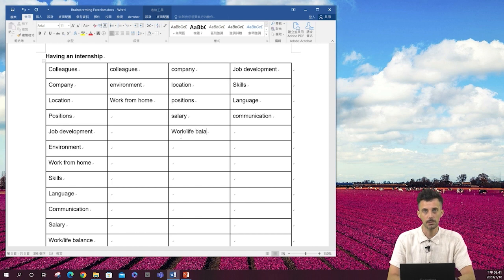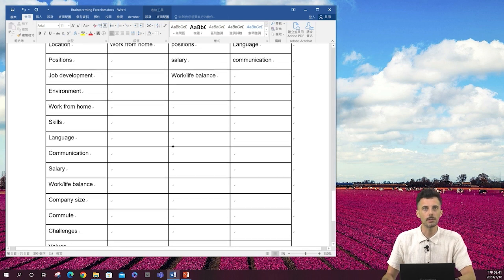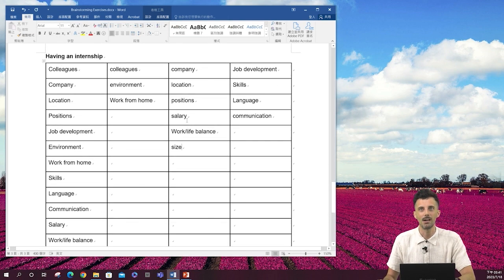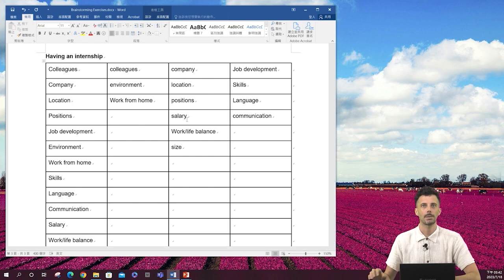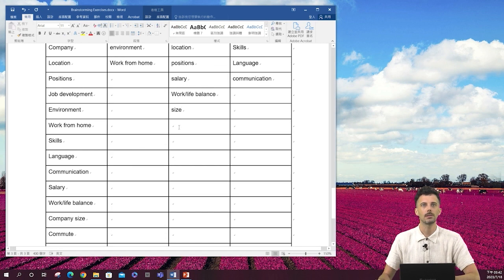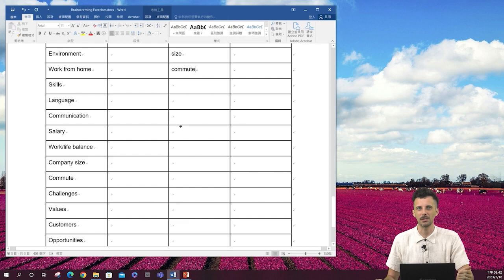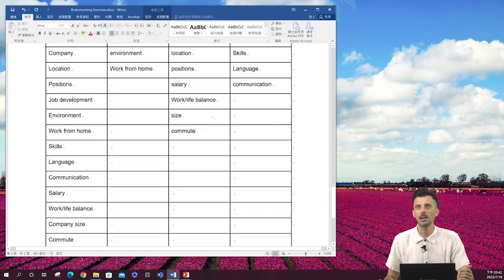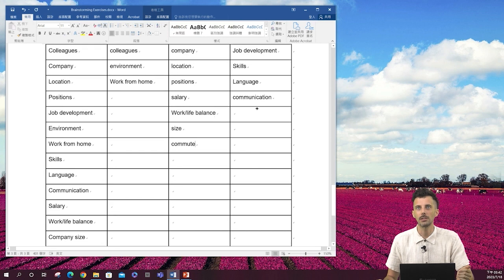Company size. I'll probably put size here. That's with company already. Commute. Where would commute go? Colleagues, company, or job development? Company? Okay. Commute. And it doesn't matter if one has way more than the rest, it's fine. So let's go with challenges. Challenges. Job, okay.